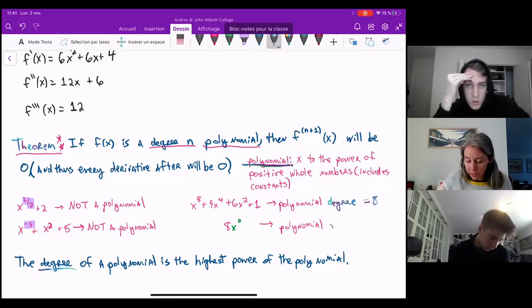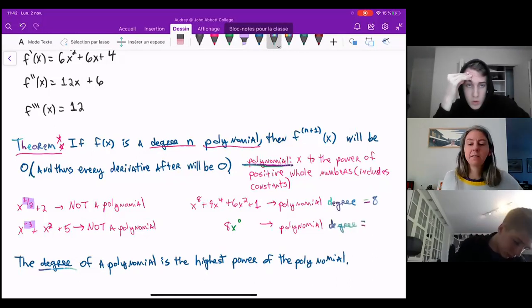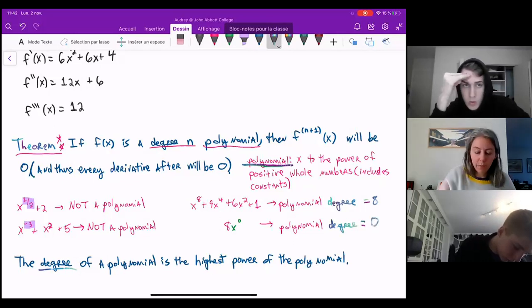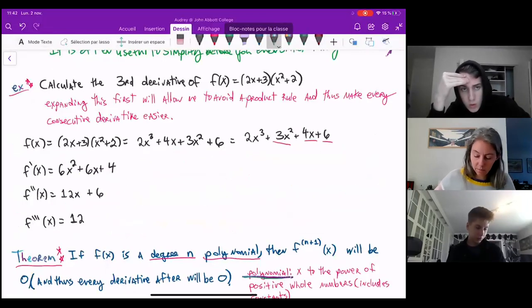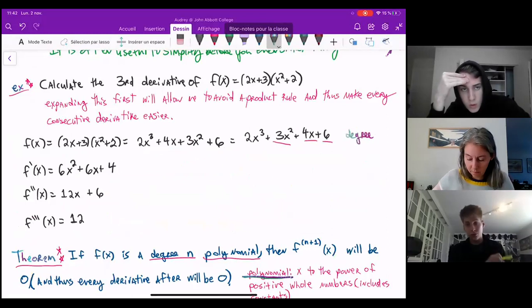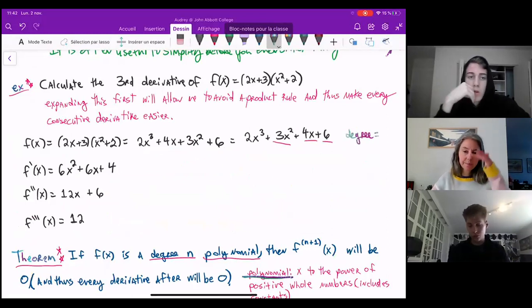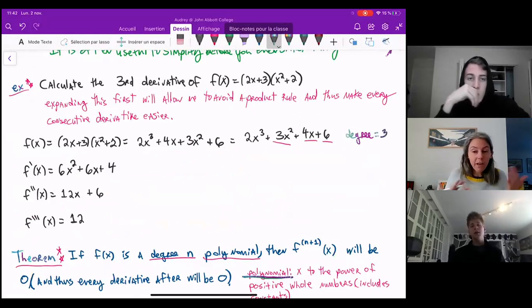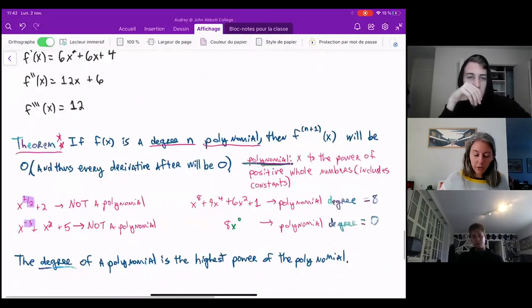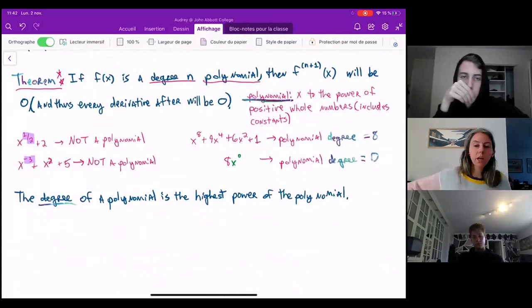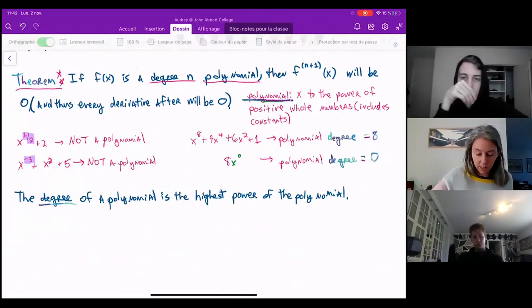What is the degree of 8? 0. You got it. That's a degree 0 polynomial. What's the degree of the polynomial that we dealt with up here? Three. You got it. The degree is 3. So by the 4th derivative, it would have become 0. So let's do just one quick example of this, and then we're going to look at other things where it doesn't work out quite so nicely.